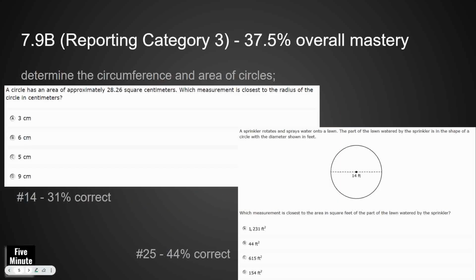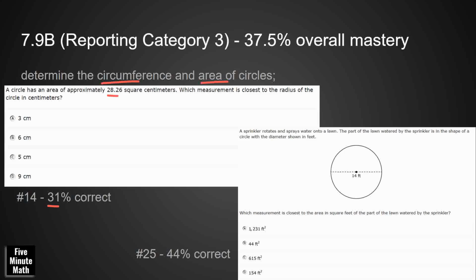For 7.9b, we are looking at reporting category 3. Didn't do much better. 37.5% overall mastery, circumference, and area of circles. Now, this one was extremely difficult, number 14, 31%, because take a look at what it's asking us to do. The circle has an area, and then it gives us the area. Which measurement is closest to the radius?